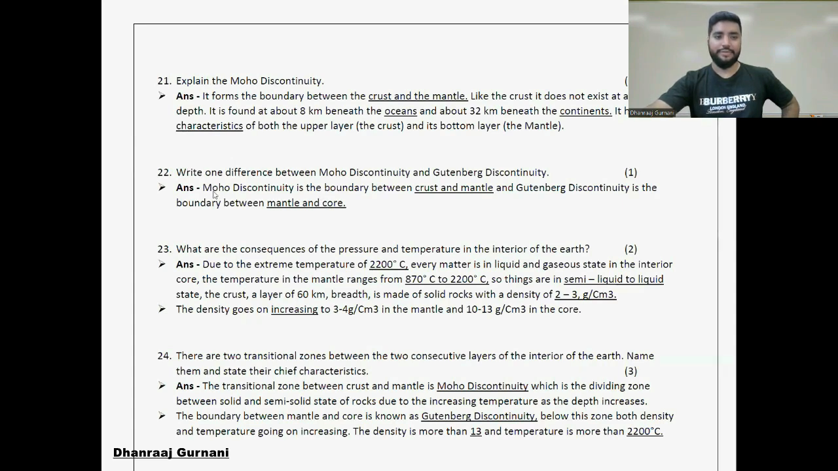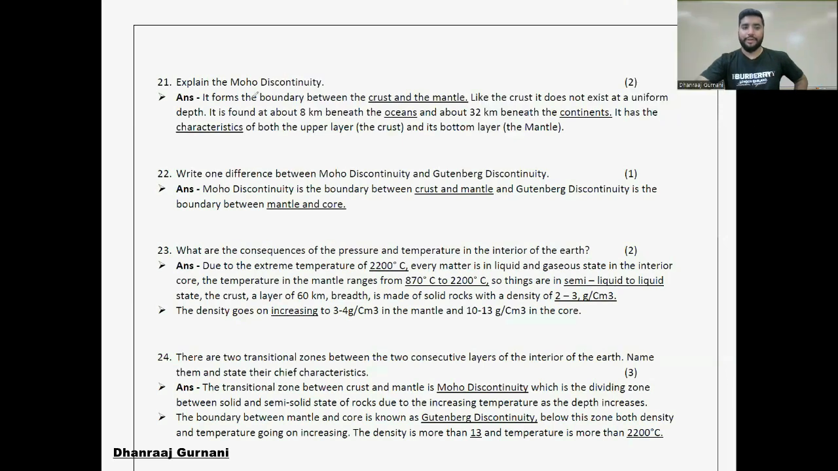Let's see question number 21. Explain this Moho discontinuity. The Moho discontinuity forms the boundary between the crust and the mantle. Like the crust, it does not exist at uniform depth. There is no uniform depth. It is found at 8 kilometers beneath the oceans and 32 kilometers beneath the continents. So underwater and under land, it is varying. Under oceans it is 8 kilometers and under land it is 32 kilometers.